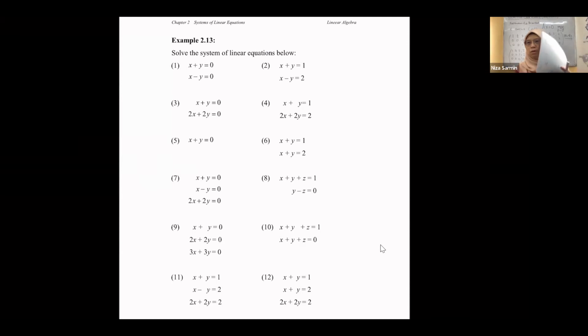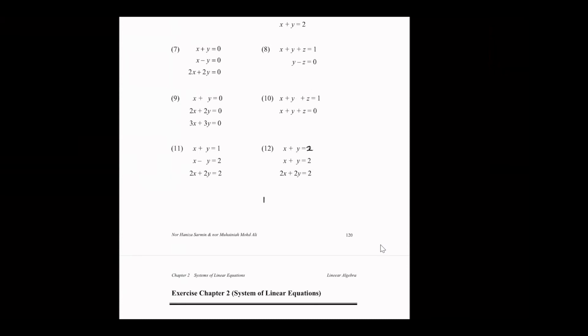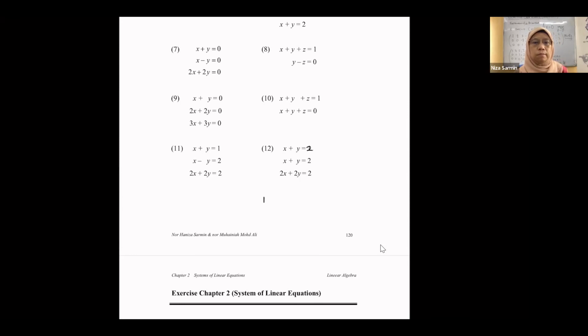So number 13 is the one that in the e-learning, X plus Y is 1. Maybe you can write, Sham. X plus Y is 1. It's like number 12. X plus Y is 2. Wait, Sham, can you undo that? Plus Y is 2. Okay, that is number 13.